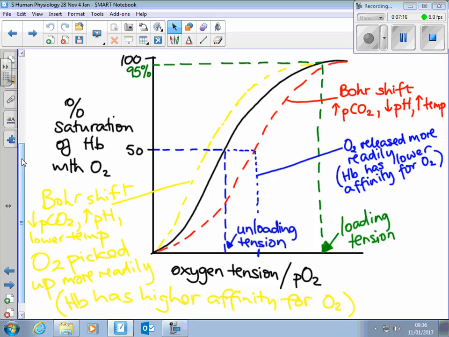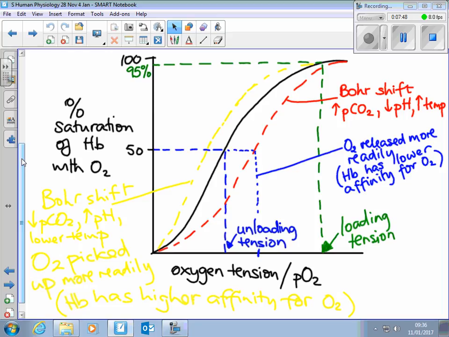We describe hemoglobin as being fully loaded at 95% because you'll always have some hemoglobin unloading its oxygen. So the oxygen tension, or the partial pressure of oxygen, where that happens, is this green line, and where it hits the bottom there is the loading tension. So we need that much oxygen. We need that partial pressure of oxygen to get the hemoglobin fully loaded. The blue line there at 50% is our sort of turning point, if you like.